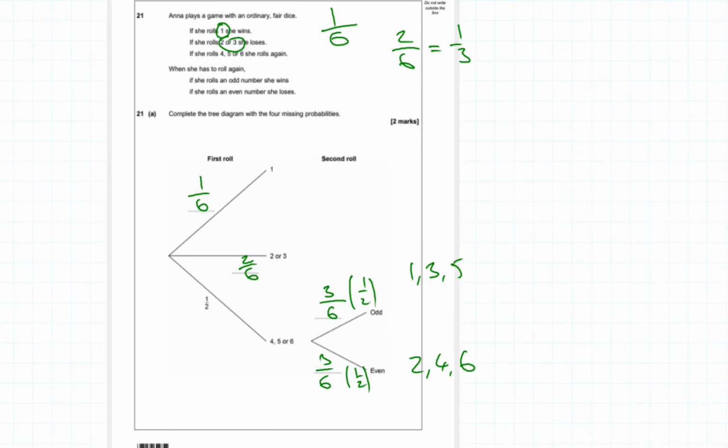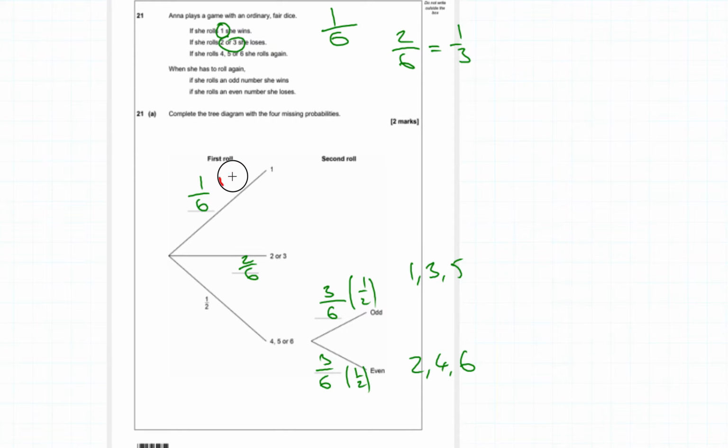Okay, is Anna more likely to win or to lose? For this one, you need to find out the probabilities. So let's have a look at the possibility that she loses. So if she loses, it's going to be 1 over 6, 2 over 6, because she... Oh no, sorry, I need to read the question properly. So just be careful with this one.